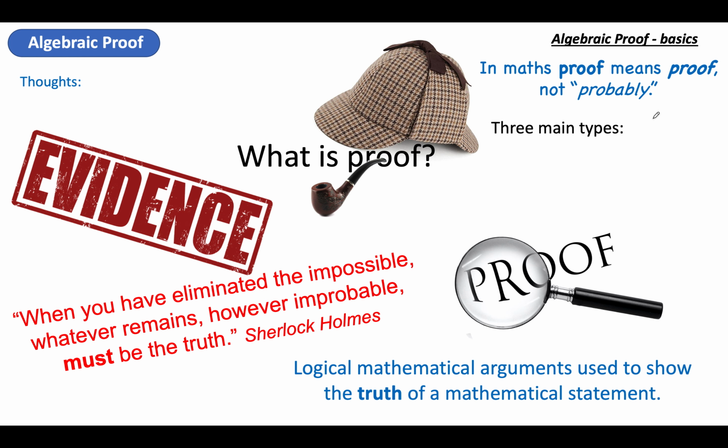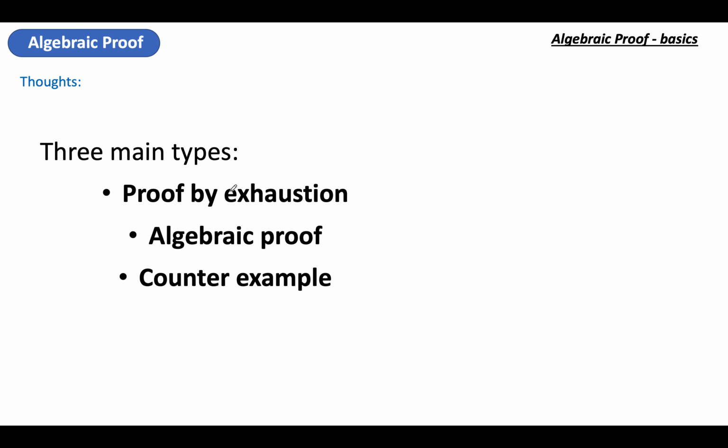And we have three main types of proof. We have proof by exhaustion, we have algebraic proof, and we have something called a counterexample as well. So let's have a little look at those three. Sorry, this first bit is a bit of me talking, because there's a lot of information here to take in. Right, three main types.